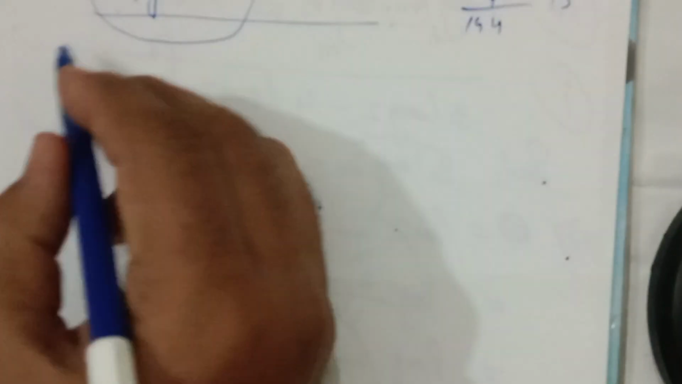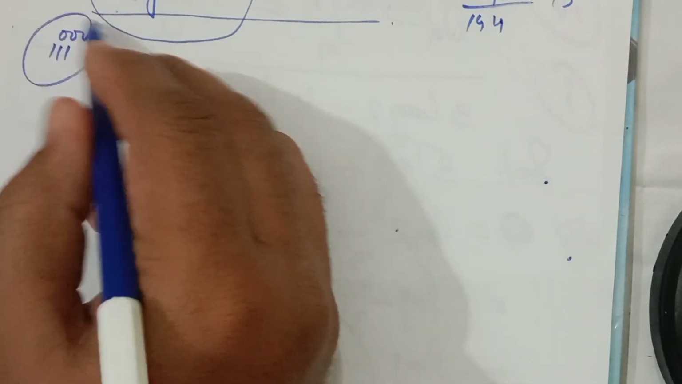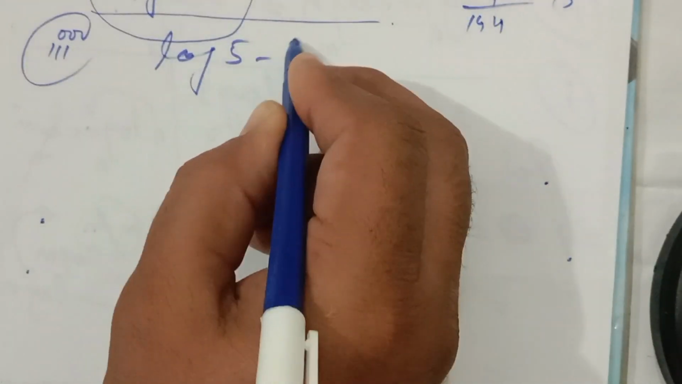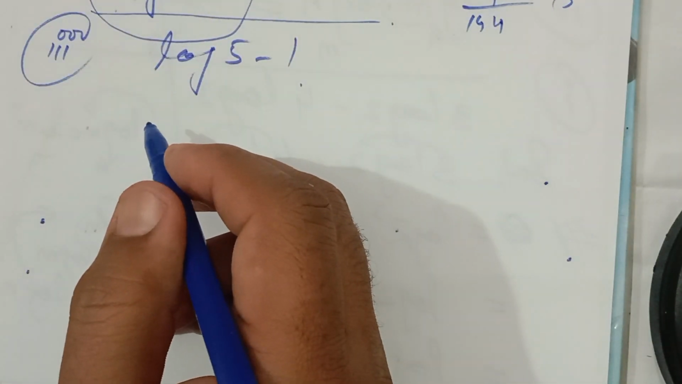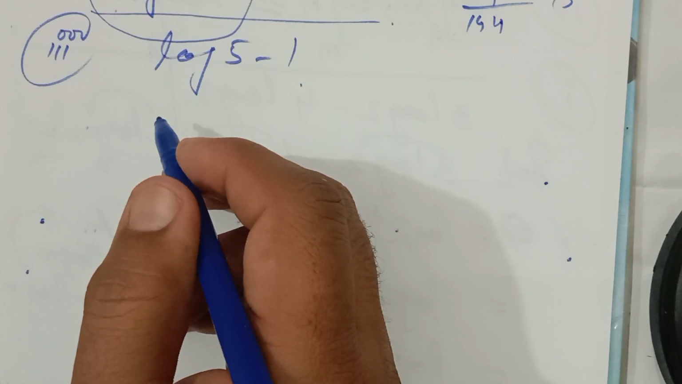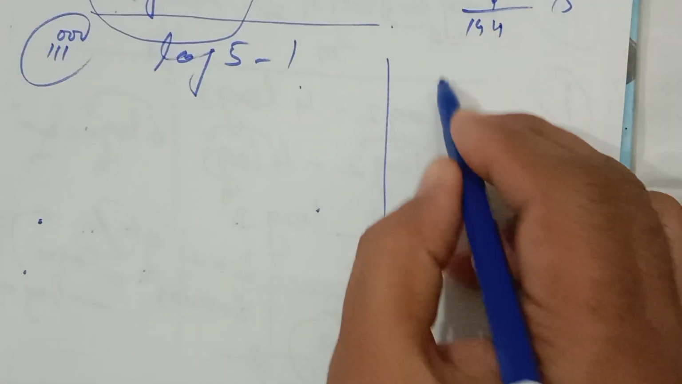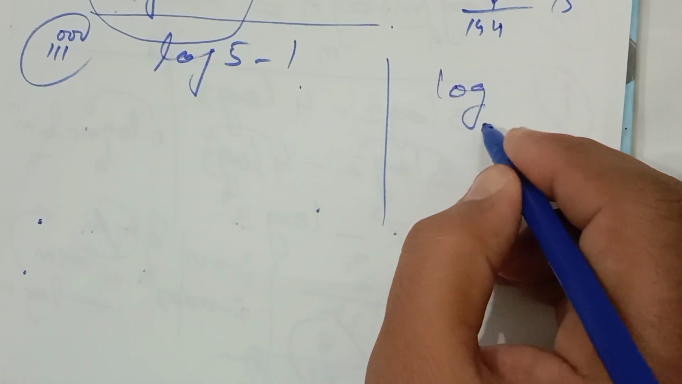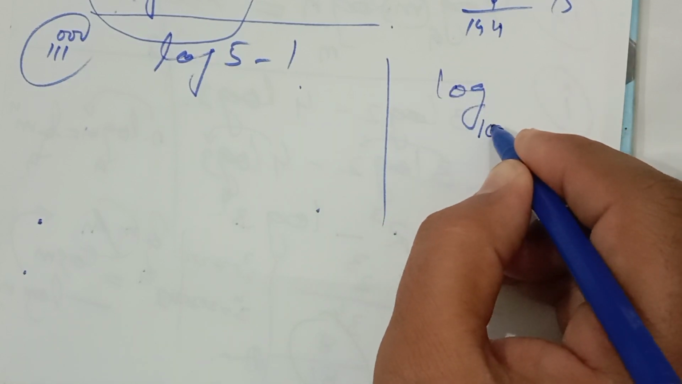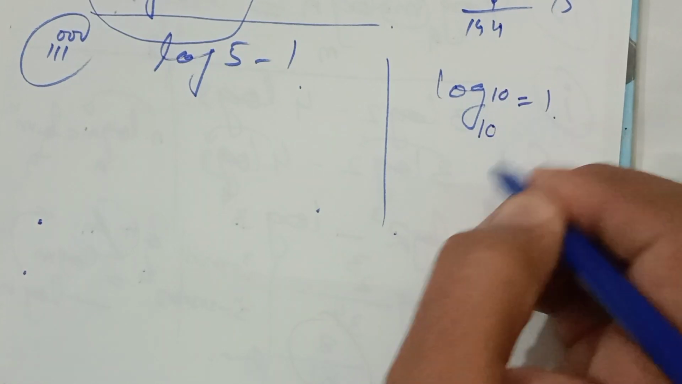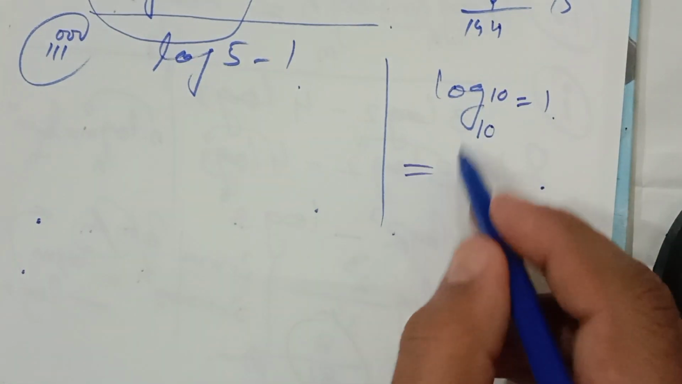Next, its third part: log with base a of m minus 1. So here we can use the definition of log. In common logarithm, here we have log with base 10. If we write 10 once again, then it will be equal to 1. This is the logarithmic form.